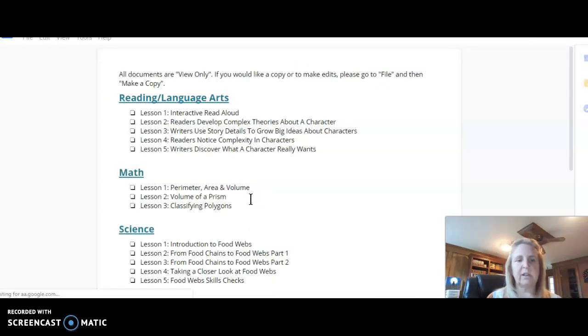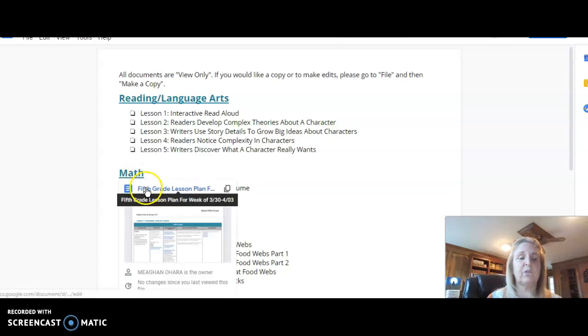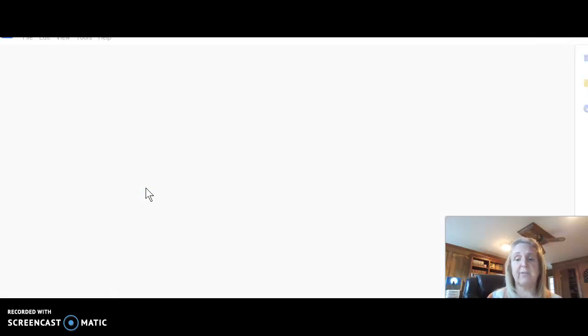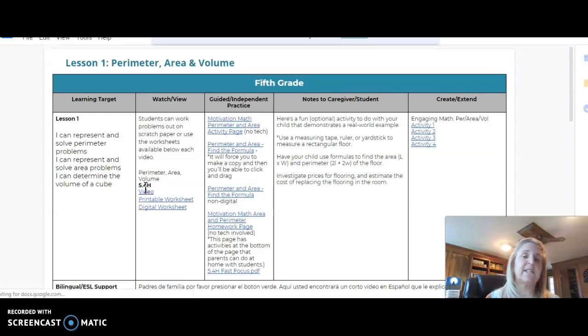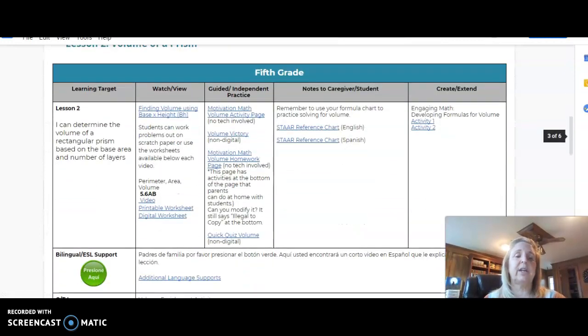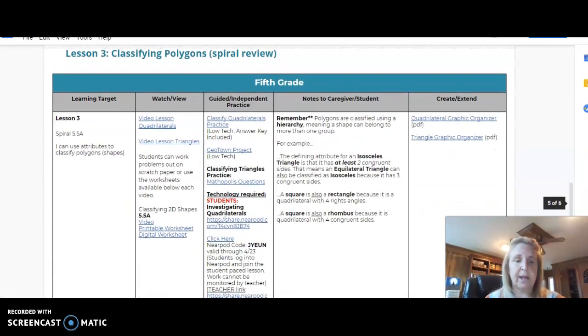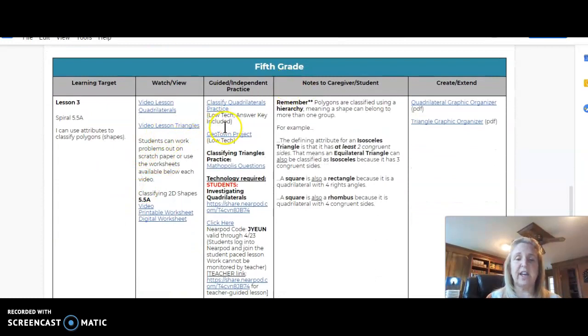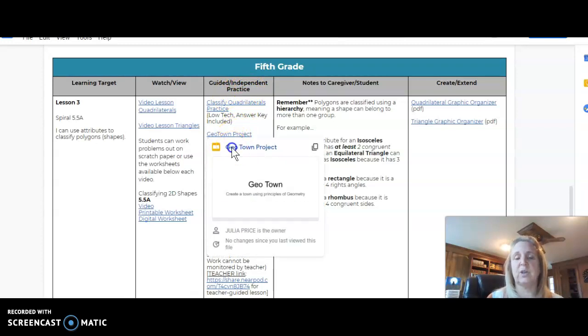So today is going to be a little bit different because math only has 3 lessons, which meant that you did lesson 1 on Monday and lesson 2 on Tuesday and lesson 3 on Wednesday. But there was a part of lesson 3 that we saved for Thursday and Friday because it's a fun activity and it would have taken a little bit longer. So once you open up the lesson plan, you're going to come down here to lesson 3. And in lesson 3, we've done everything else. I want you to come to the guided independent practice part and click on GeoTown project because that's what we're going to be doing for the next 2 days.